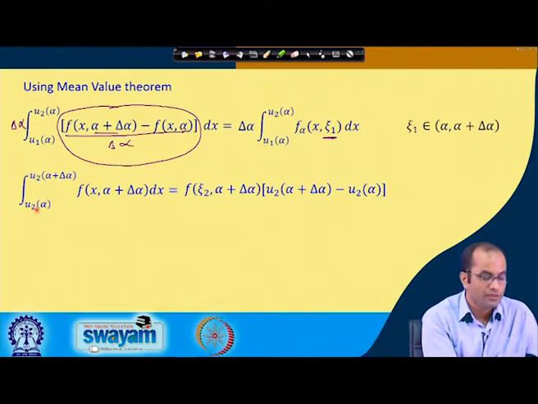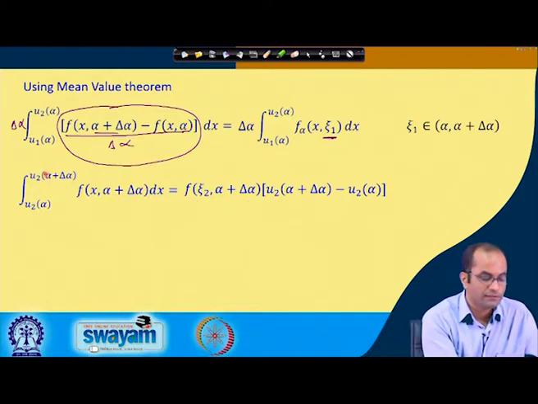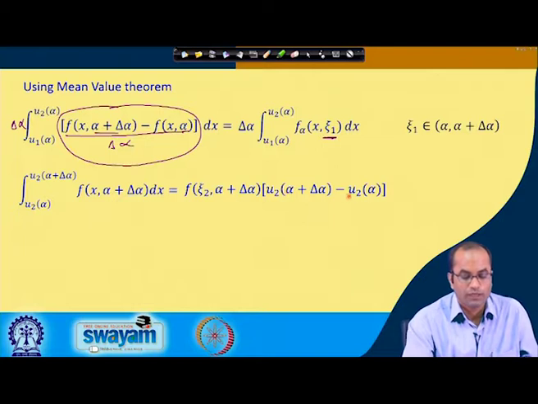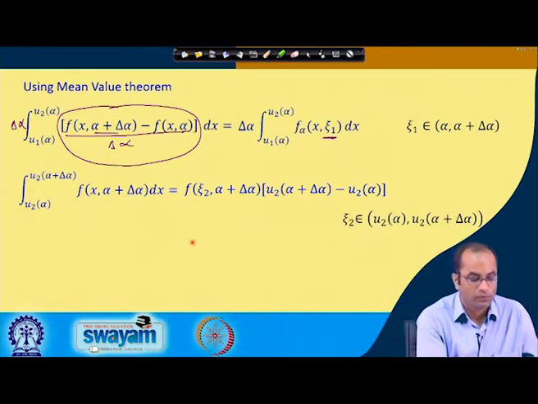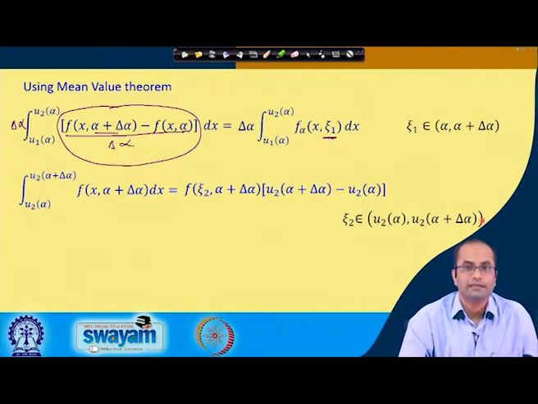There will be a point somewhere in the range of the limits of this integral, where the integral value will be equal to f at that point. So, this x will be replaced by this xi 2, and alpha plus delta alpha as it is, and then the difference of the limits, u 2 alpha plus delta alpha minus u 2 alpha, where this xi 2 belongs to the limits u 2 alpha to u 2 alpha plus delta alpha. So, that was the mean value theorem for integral calculus.